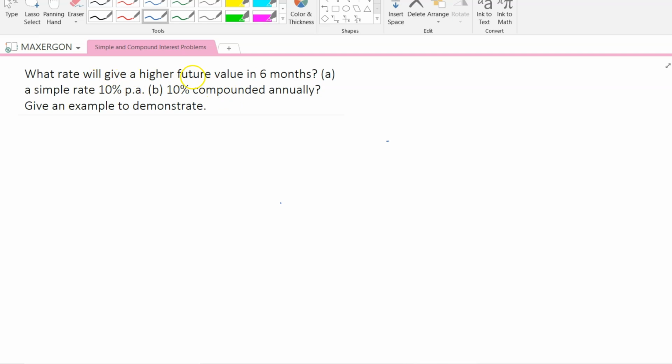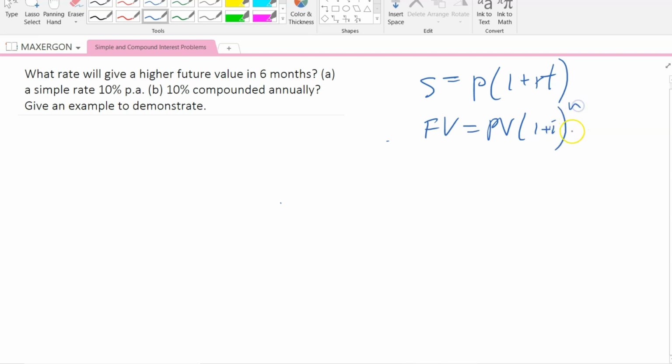What rate will give a higher future value in 6 months? A simple rate, 10% PA, or 10% compounded annually? Give an example to demonstrate. Well, let's remind ourselves the future value for simple rates. Simple future value is principal times 1 plus R T, where R is the rate per year and T is the number of years. And of course, for compound rate, the future value formula is present value times 1 plus I to the power n.